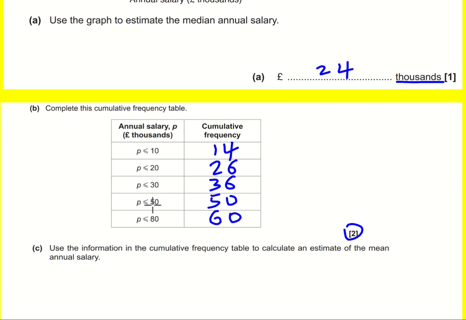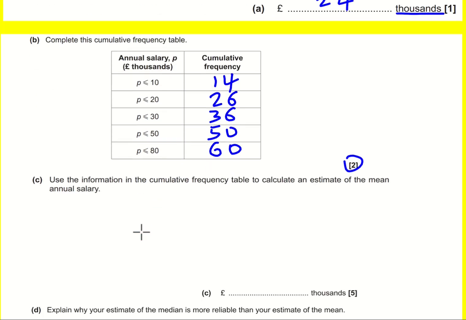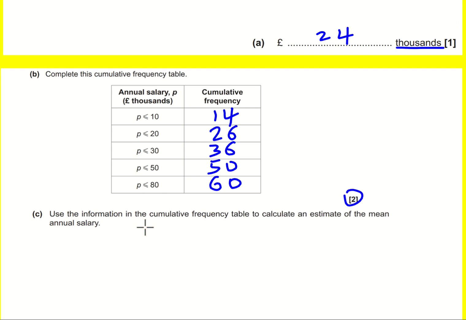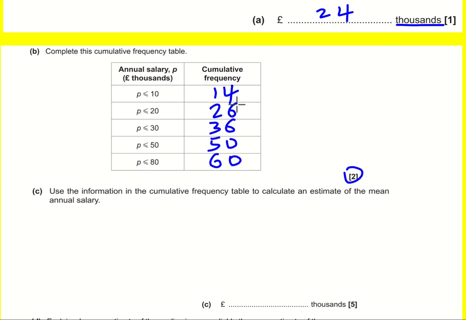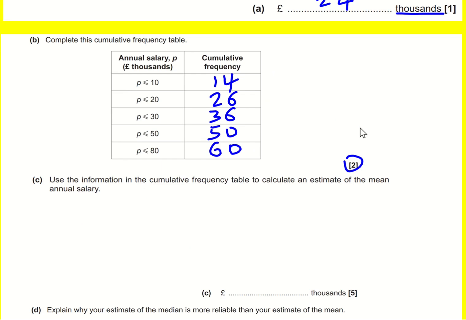I'm then asked to use the information to calculate an estimate of the mean annual salary. We need to think back here. When have we calculated means from continuous data? The only time at GCSE is, well, it might be from a histogram actually, but when you do that, you try and go back to a grouped frequency table. So that's what we're going to do here. I think I'm going to write the data out in full again.